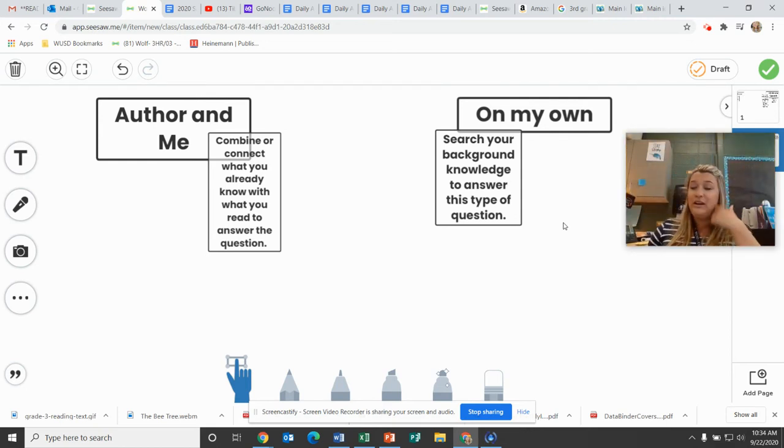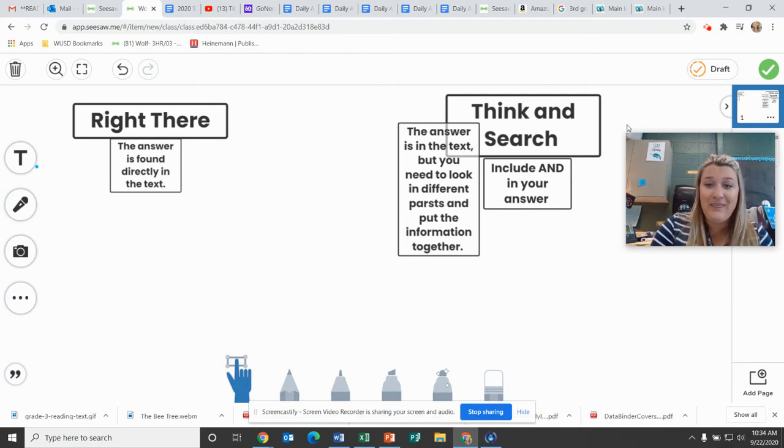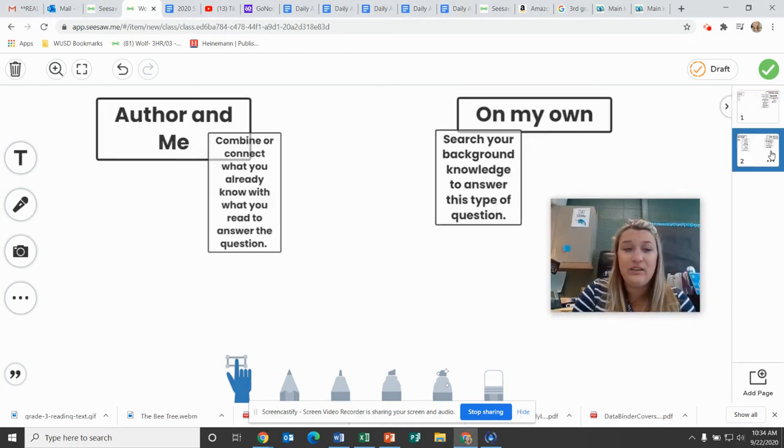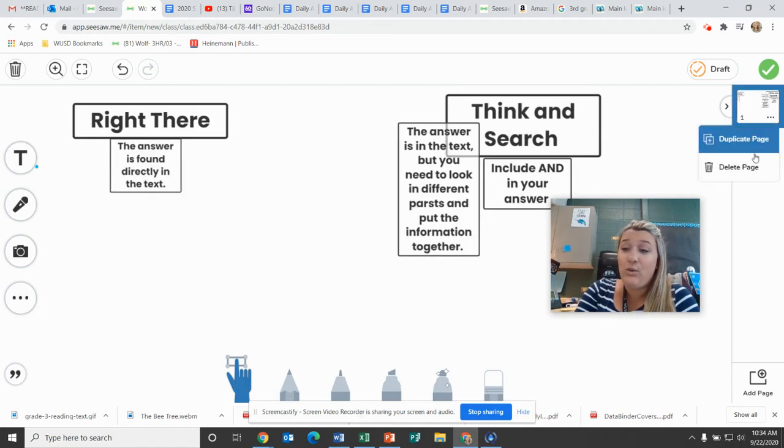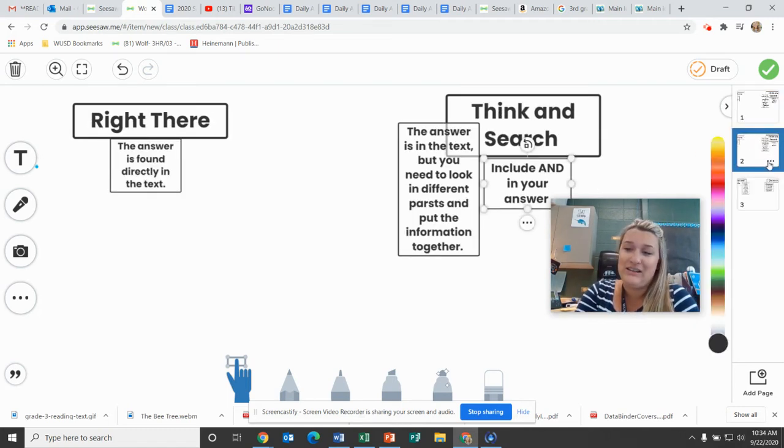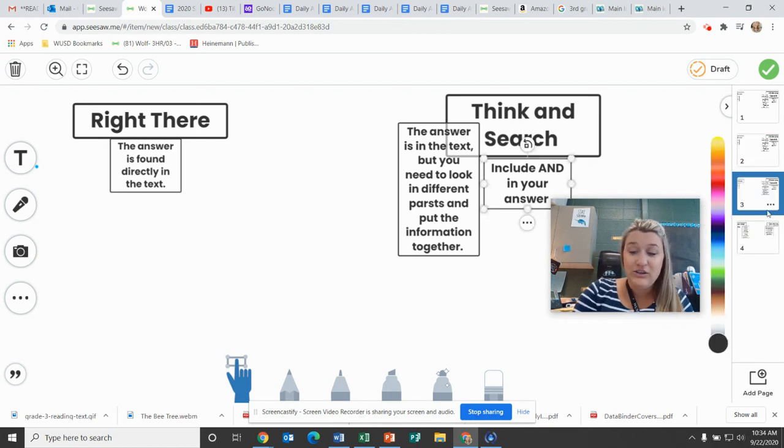Okay? We're going to read over a short passage. We're going to come up with right there, think and search, author and me, and on my own. Oh, and then you get to come up with your on your own answer to a question that I give. Sound cool? This is important to lock in your brain because we are going to kind of have like a little test almost tomorrow to see if you guys can do this. Okay? Sound good? Cool.